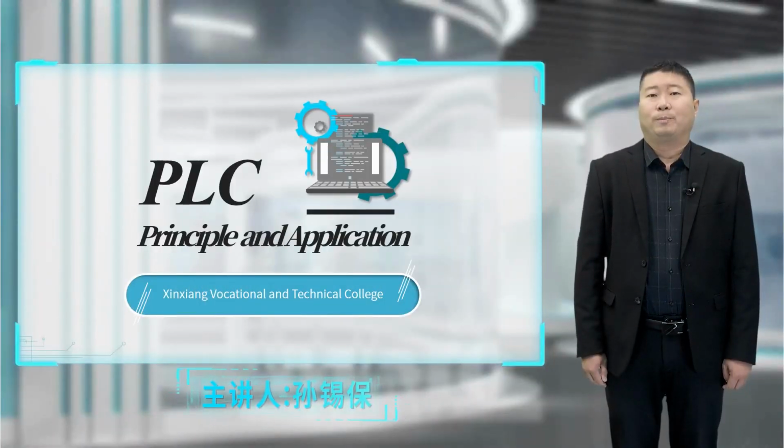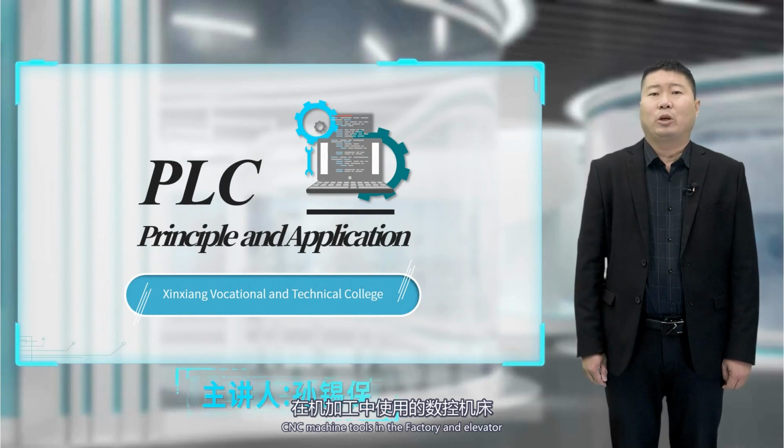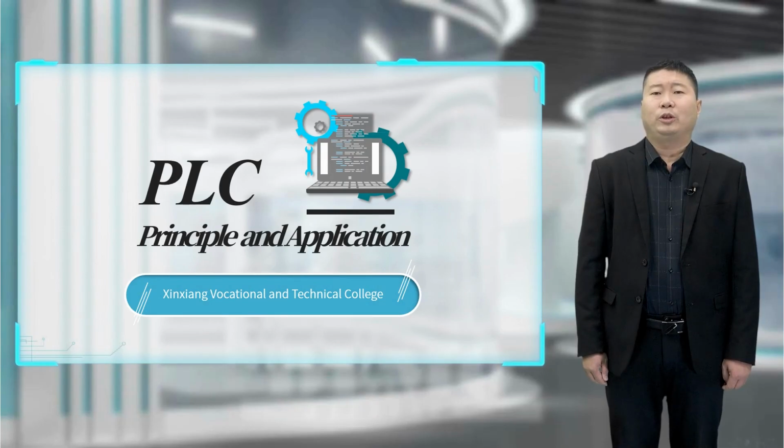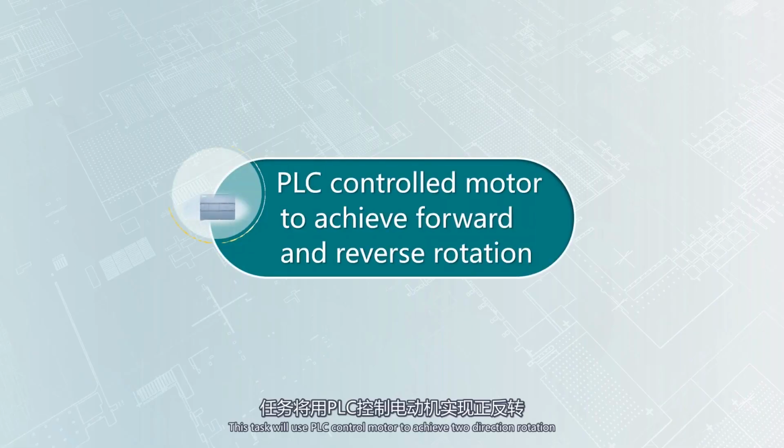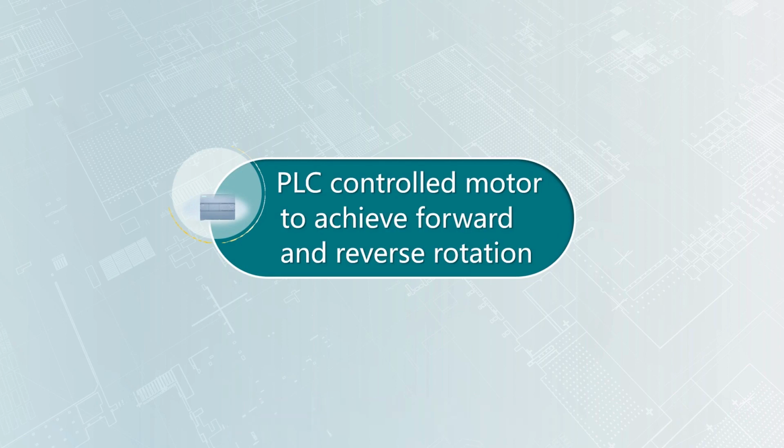Hello, everyone. CNC machine tools in the factory and elevators in daily life require forward and reverse motor rotation. This task will use a PLC to control a motor to achieve two-direction rotation.